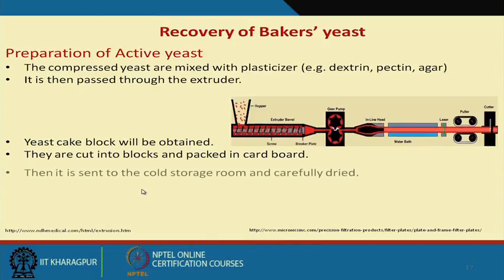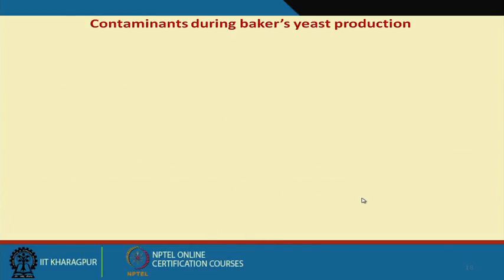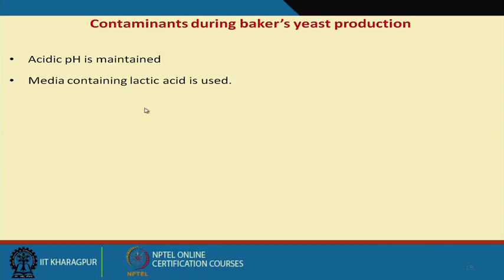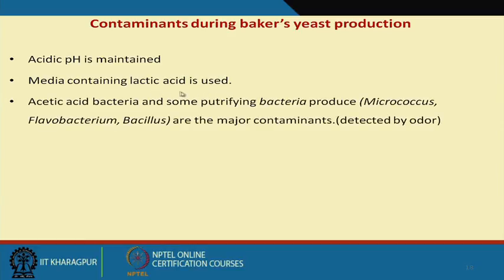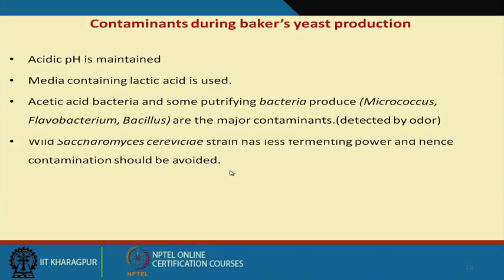And then it is sent to cold storage, carefully dried, and contaminants during Baker's yeast production are controlled. Acidic pH is maintained. The media contains lactic acid, which is used as a preservative. Acetic acid bacteria and some putrefying bacteria are the major contaminants in this process.